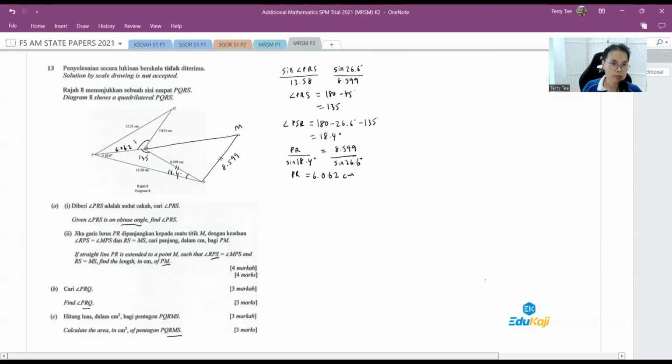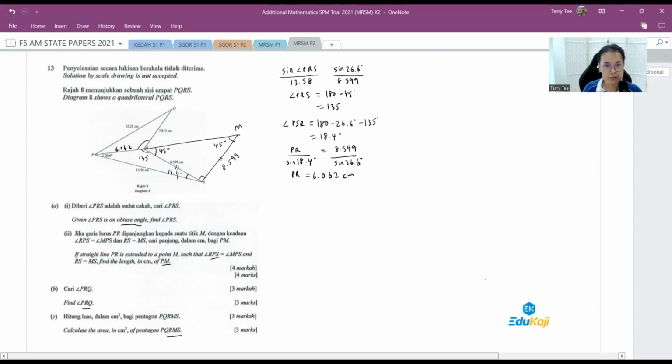Once I know this length, 6.062, now remember, I know this is 135, and I know this is 45. Because these two sides are equal in length, it's isosceles, so this is also 45. If both of them are 45, we know that this is a right angle triangle, right?